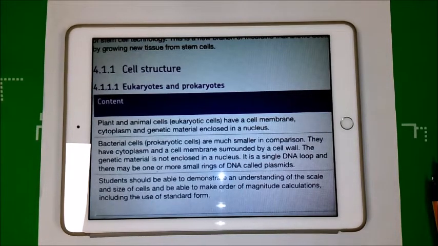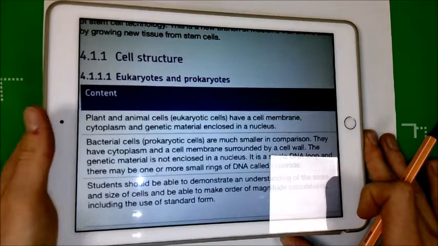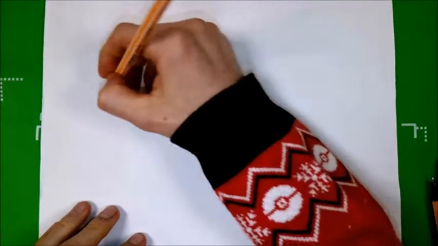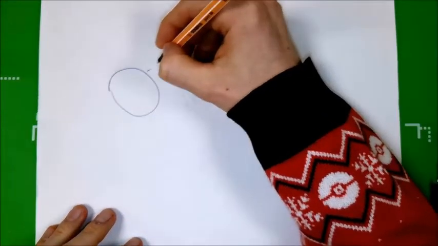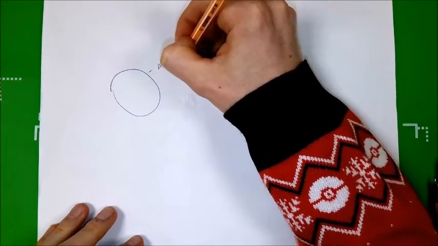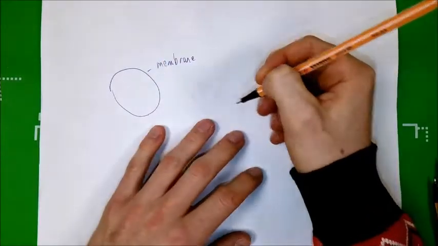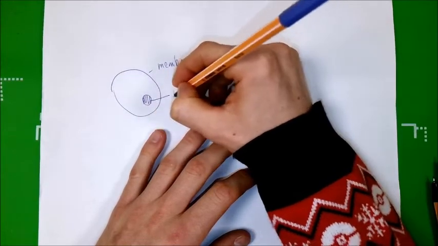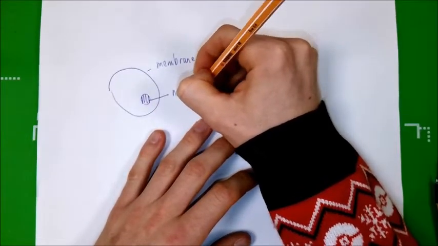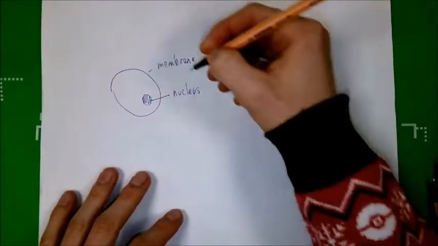And you also, for this part of the course, need to be able to talk about and do basic calculations for different magnitudes and including the use of standard form. So for a couple of eukaryotic cells, your animal cell looks like this. So you've got your cell membrane around the outside. That's going to control the things that go in and come out from the cell. You've got your nucleus, which is going to contain the genetic material. So that's your DNA that you find in eukaryotes.